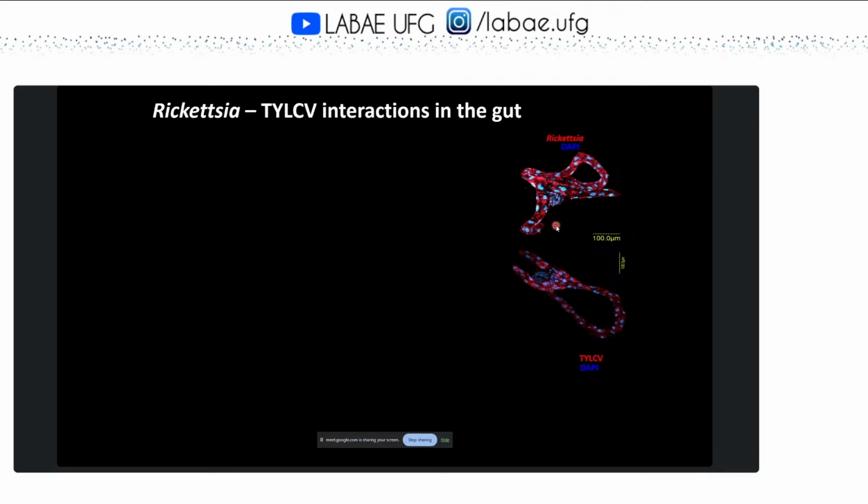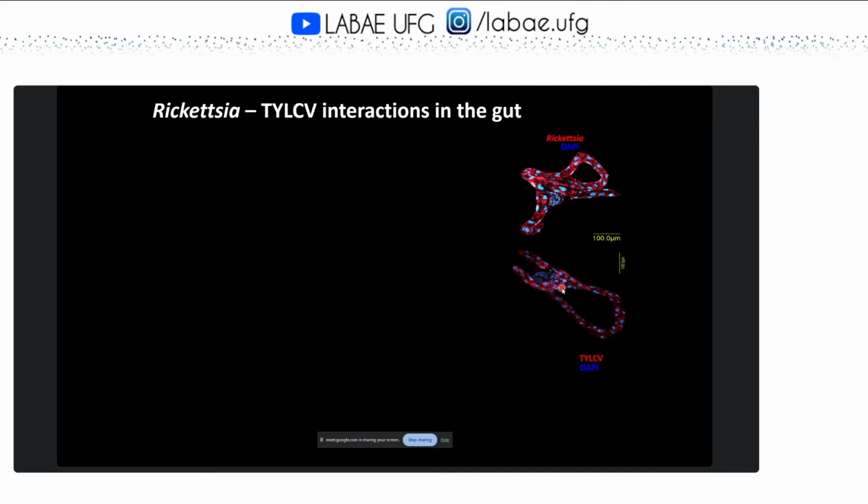So this is a gut with the FISH experiment localizing Rickettsia. This is using a specific probe for Rickettsia, and you can see that all this red are Rickettsia cells. So Rickettsia is found everywhere in all gut cells. And if you remember this gut I showed you before, this is after TYLCV acquisition. One of the questions we really asked is whether there is any interaction between Rickettsia and TYLCV in the gut. Because if they are both found in the same cell, there might be some kind of interaction happening there.